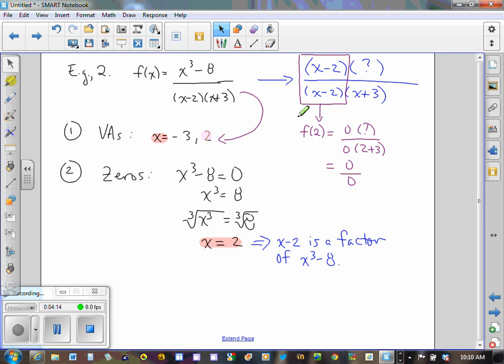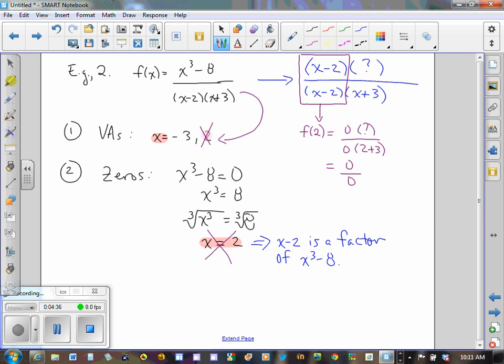So there's only one VA. This one does not count. We do not have a 0 in the graph because it is not defined at x equals 2. Okay, so this is very, very important that we take note of this.